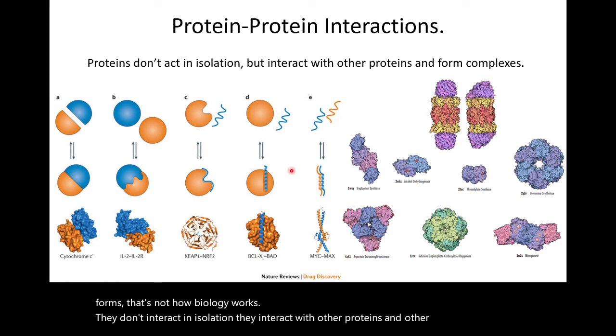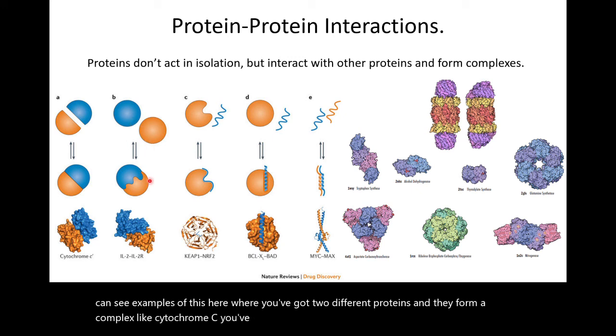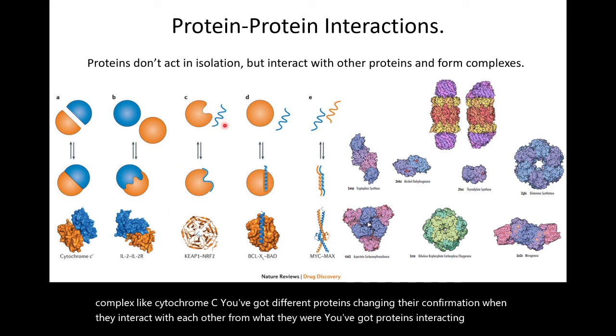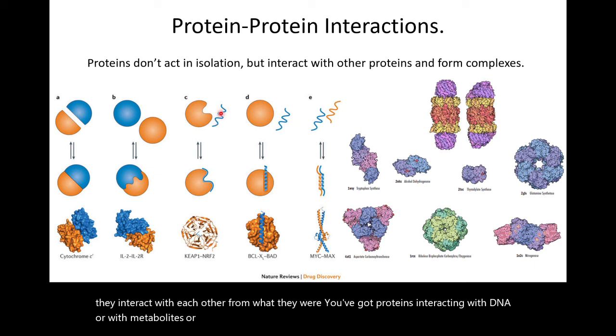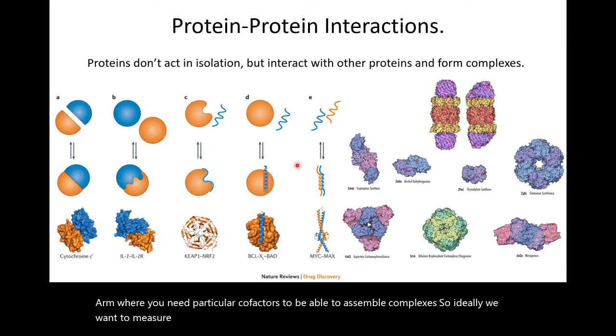So you can see examples of this here, where you've got two different proteins and they form a complex like cytochrome C. You've got different proteins changing their conformation when they interact with each other. You've got proteins interacting with DNA or with metabolites or lipids, where the interaction between the two things changes its form or can lead to the formation of protein complexes, where you need particular cofactors to be able to assemble complexes. So ideally, we want to measure and quantify these proteins and these protein complexes.